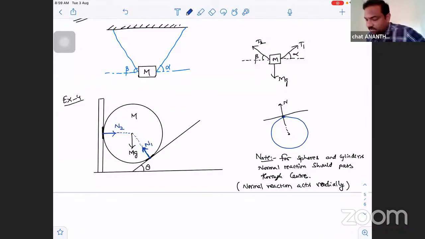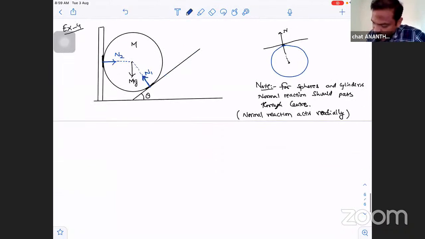Completed that? Very good. Next example. See, all these are questions actually. First I taught how to draw the forces. Then we did how to find the resultant of forces. Then we can discuss the motion of the object. Like that, step by step I'm going.